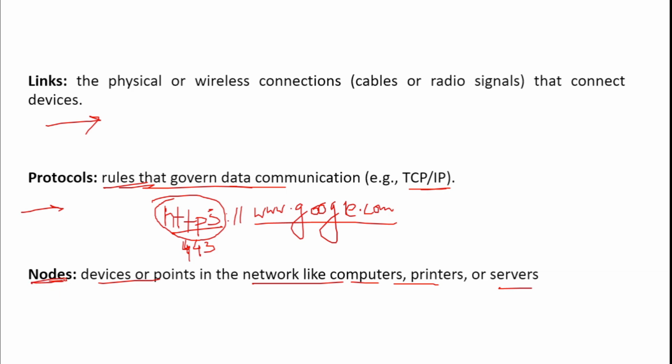So the next is nodes. Nodes are devices or points in the network or internet, like computer, printer, and server. Any device used in the internet or network is called a node.